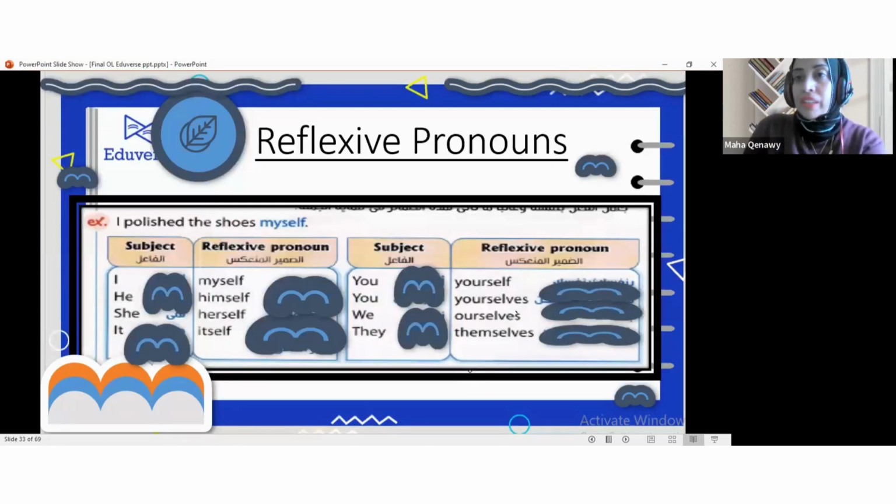Here are the reflexive pronouns that you're going to study as well. You have to study them the way they are. As we said, remember, I polished the shoes myself or by myself. And both are correct, my dear friend.